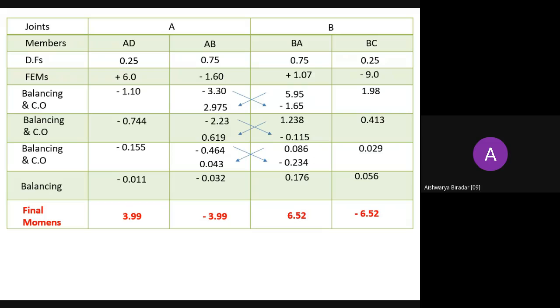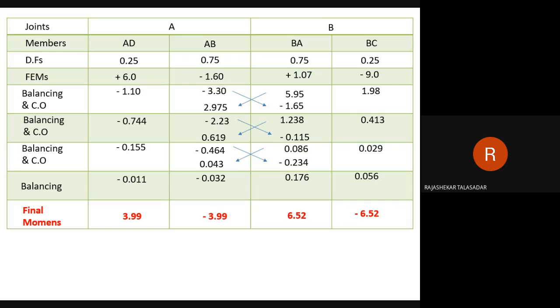Yes, sir. Next, BA, where should it go? AB, sir. It is there. So 5.95 divided by 2 is 2.975. Next, BC, where should it actually go? CB, but it is not there in our list. So you leave it.